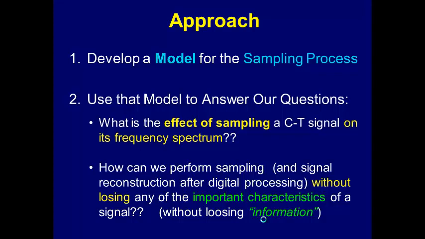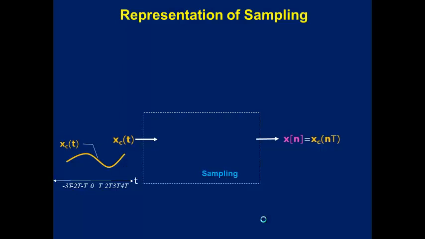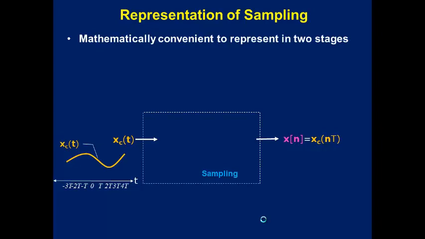Let's see if we can explain sampling using these kind of arguments. All right. So, here's what we're going to do for sampling. Here's my continuous time signal coming in. I'm going to sample it. Out comes my x of n. Well, we're going to mathematically break it up into two stages.